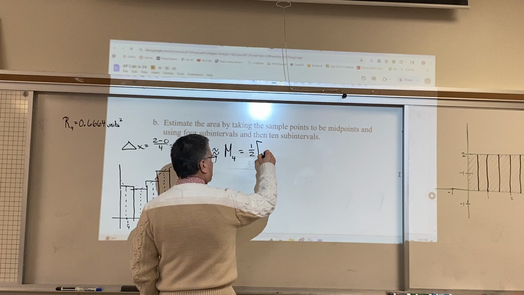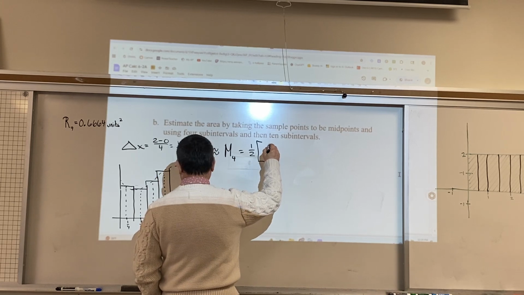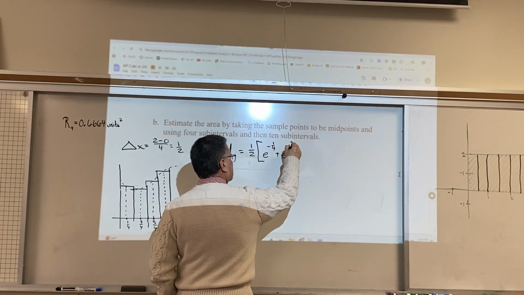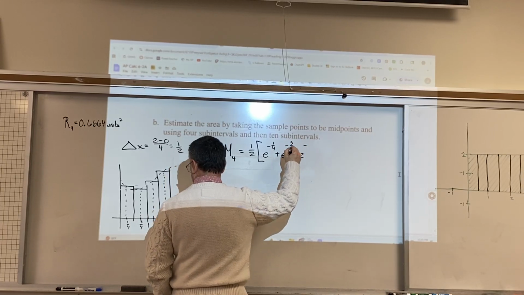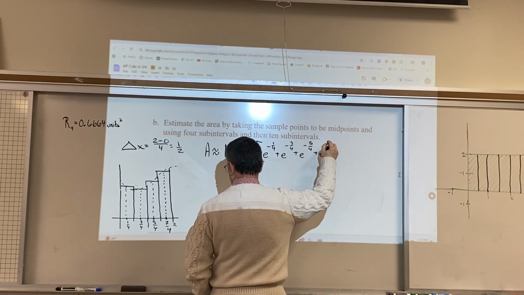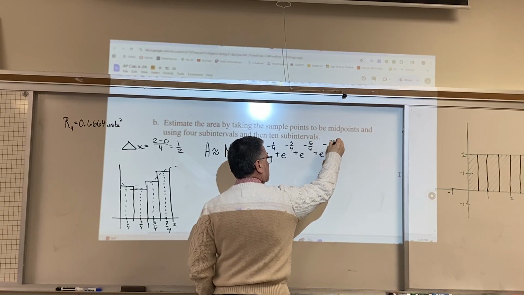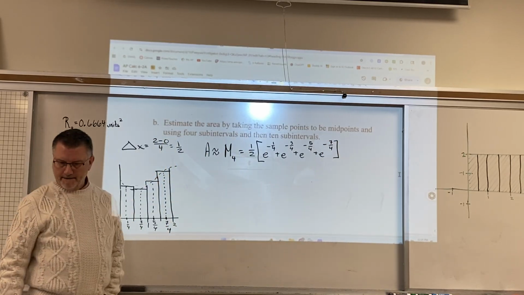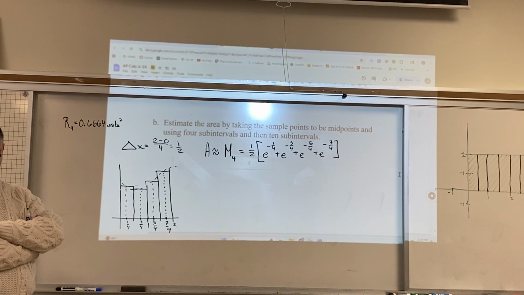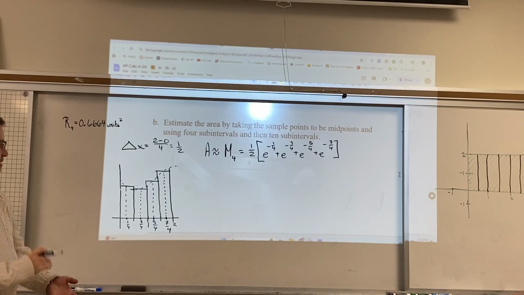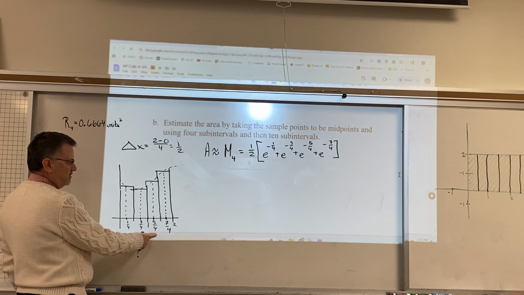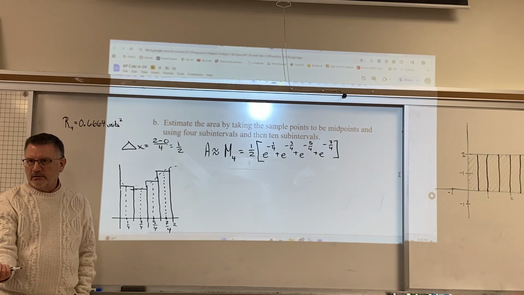So, the equation was e to the negative x, is that right? Negative 1/4? Plus e to the negative 3/4? Plus e to the negative 5/4? Plus e to the negative 7/4? You can use decimals if you want to. I mean, you could say, hey, that's 0.25, 0.75, 1.25, 1.75. That's fine.